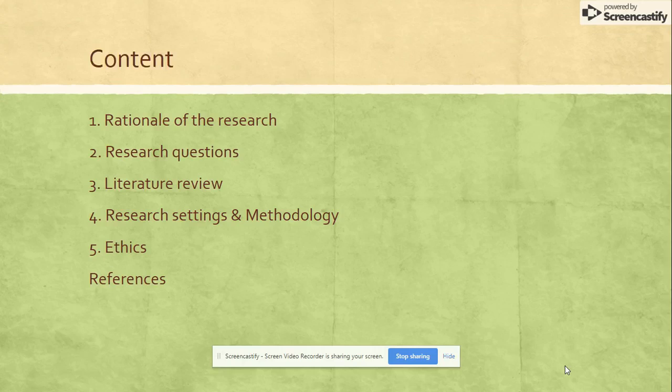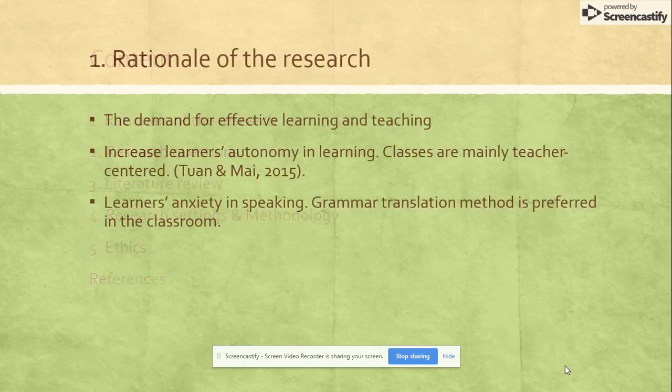So now let's come to the first part of my research, the rationale. Before that, I have done a lot of research, and I found out that not many papers focus on this topic seriously, and there aren't many clearly stated papers that discuss this problem. What inspired me to do this innovation is the demand for effective learning and teaching English in Vietnam.